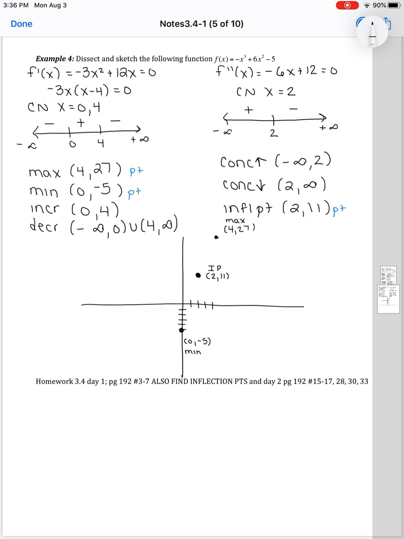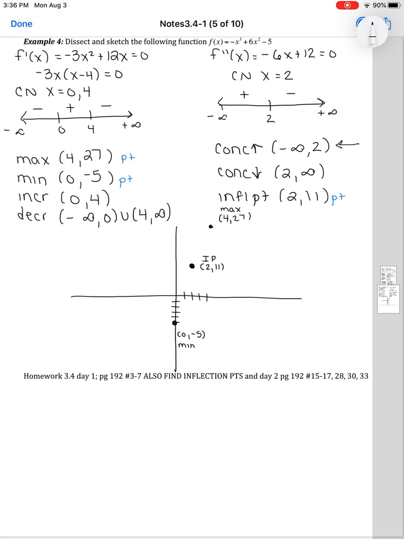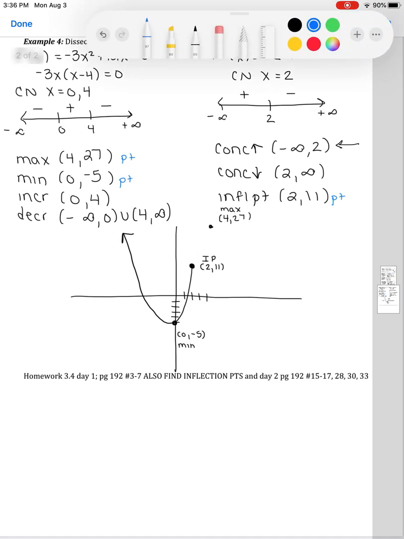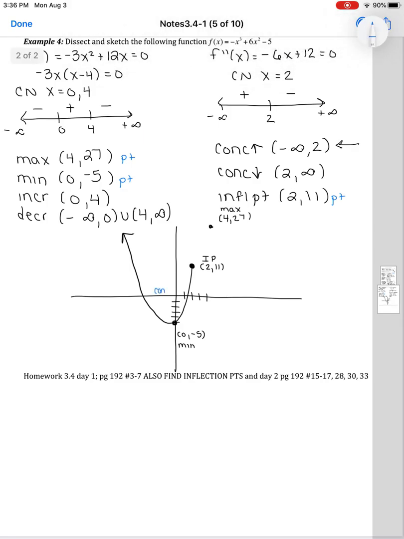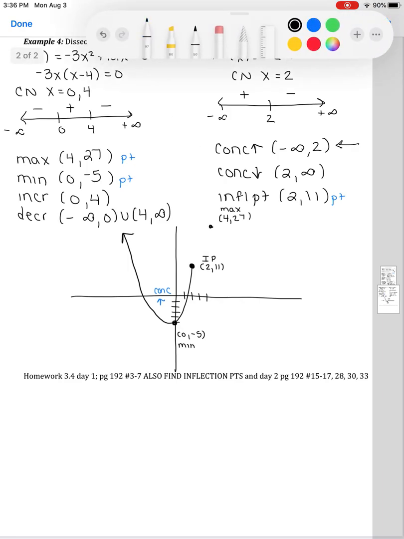So now my inflection point is 2, 11, so this is where right here that the concavity is going to change. Anything prior to that point, so anything on the left-hand side, tells me that I'm going to be concave up, which means that should be a smile or a happy face. So I'm going to make my smile. Okay, so again, anything to the left of 2, so from negative infinity to 2, gives me the appearance of concave up. That's my happy face.